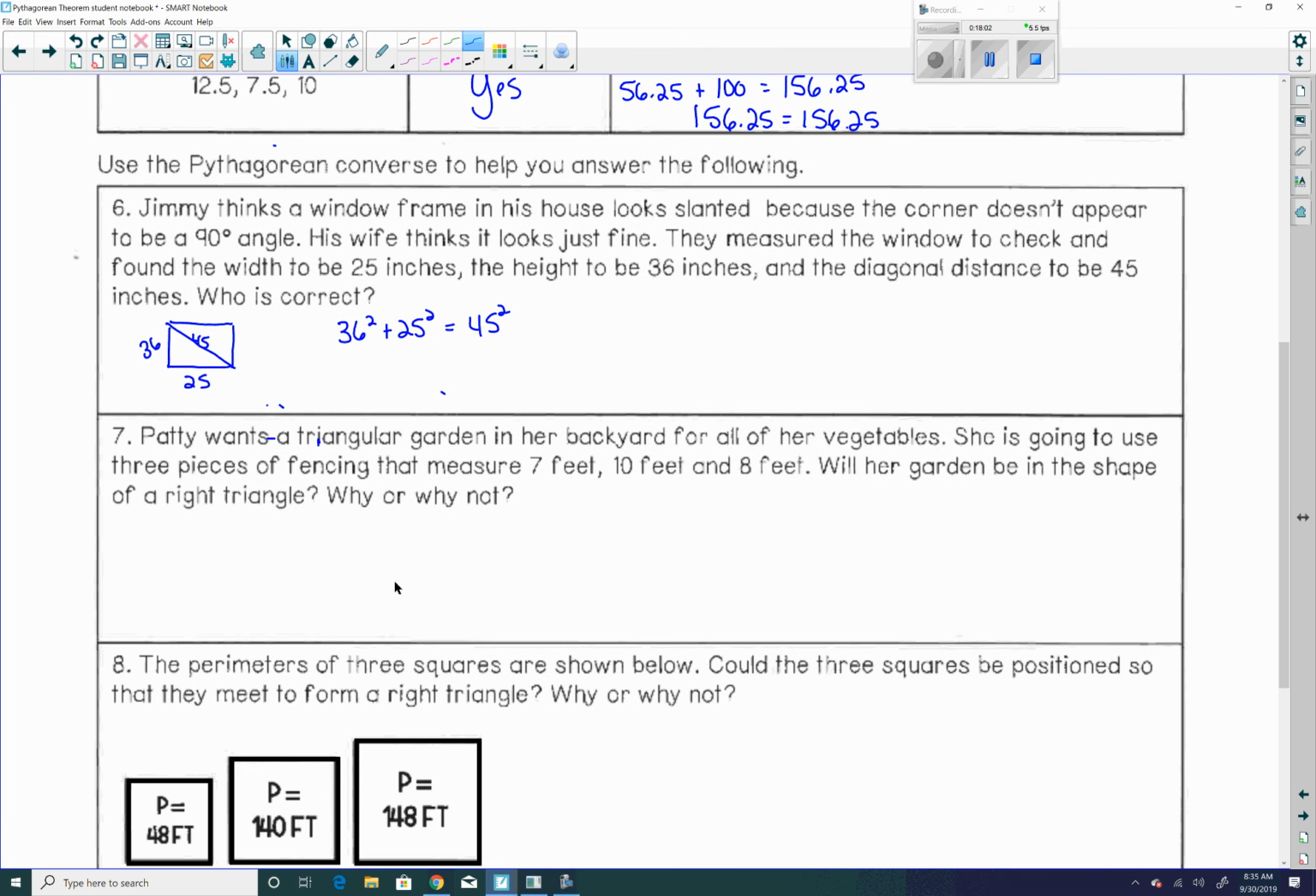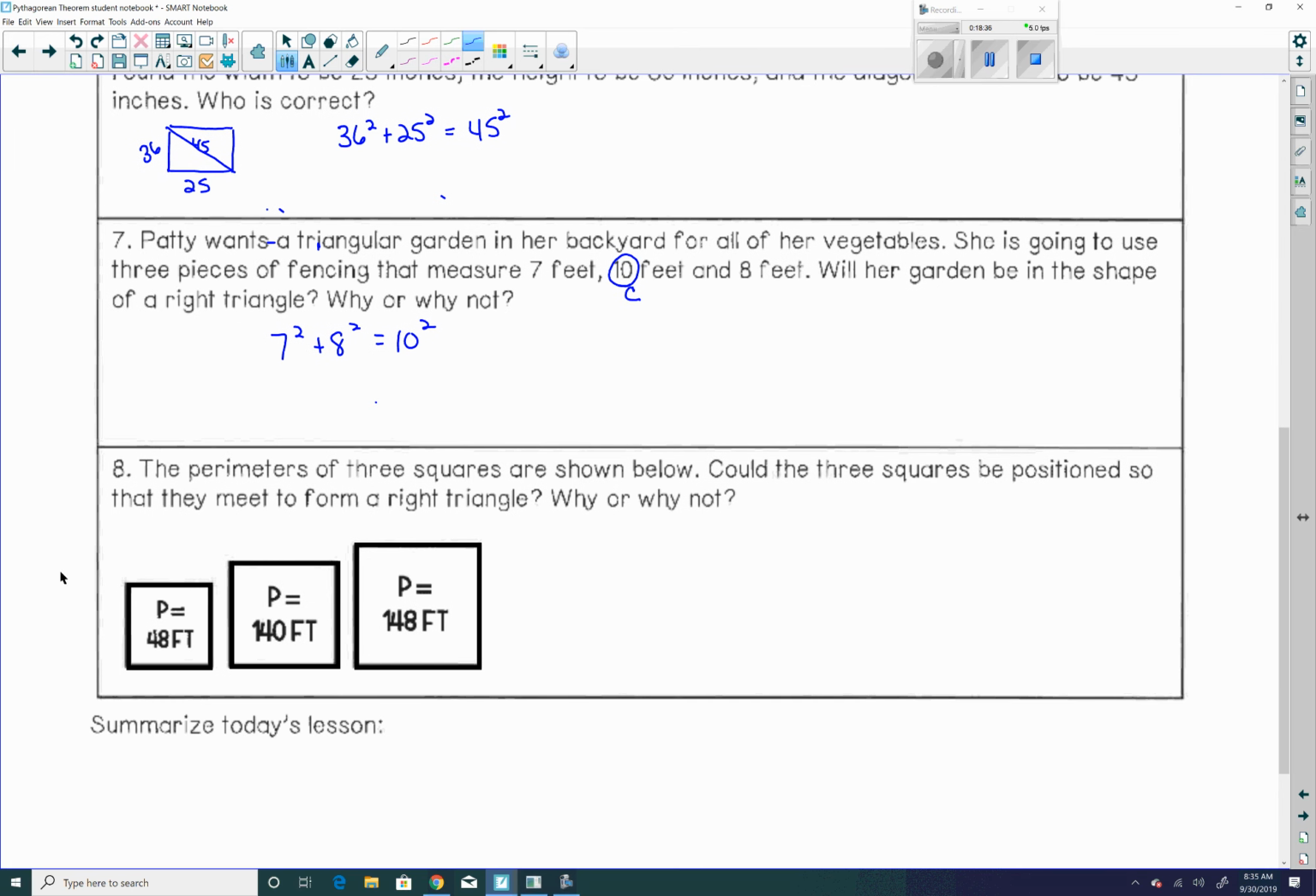Next one, Patty wants a triangular garden in her backyard for all of her vegetables. She's going to use 3 pieces of fencing that measure 7 feet, 10 feet, and 8 feet. Will her garden be in the shape of a right triangle? Why or why not? So again, remember the longest side is going to be your C side. So will 7 squared plus 8 squared equal 10 squared? Will that be a right triangle garden? So go ahead and see if you can figure that one out. And again, we'll check it in class tomorrow.